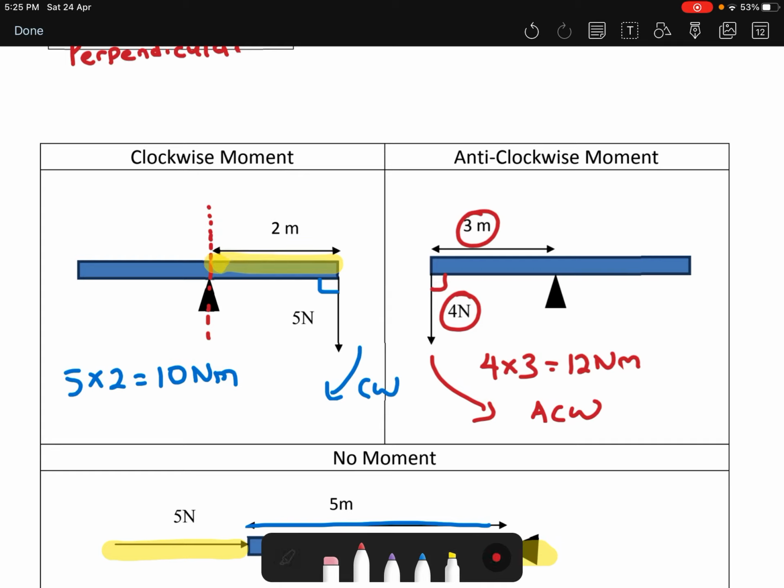Likewise for your anti-clockwise moment, you have a dotted line and you have a force also downwards. So the perpendicular distance must be from the force to the red dotted line, which is 3 meter.